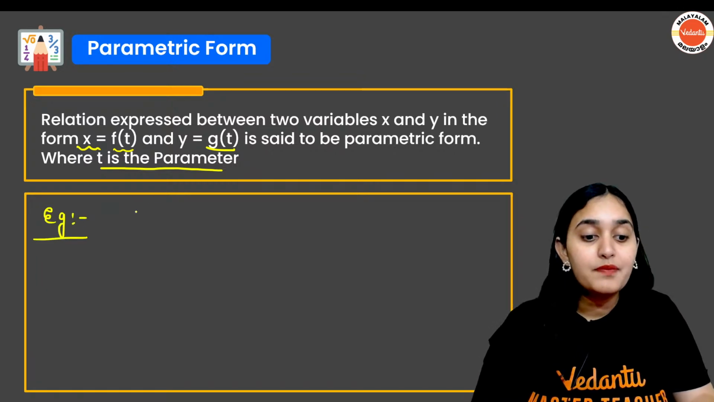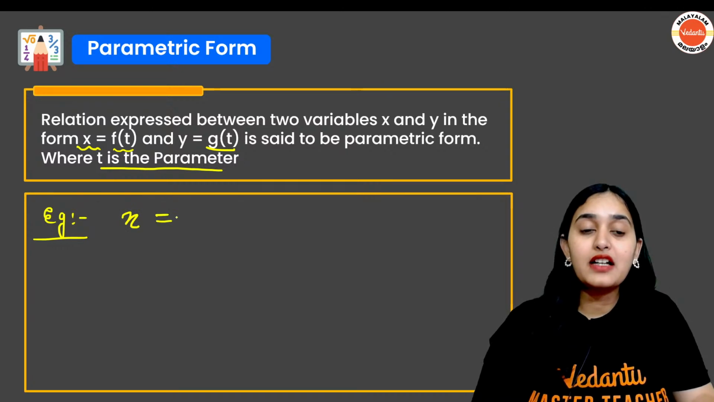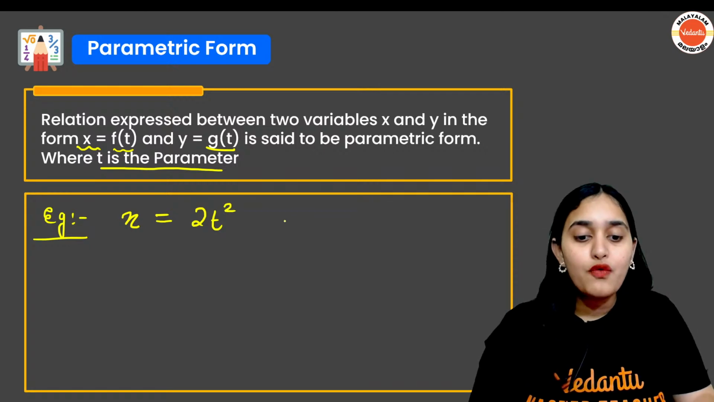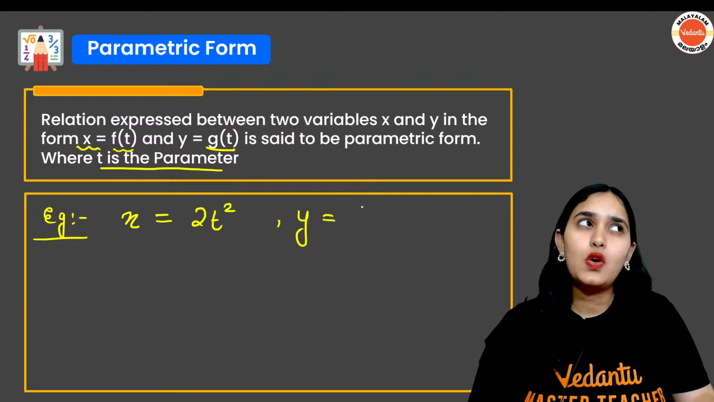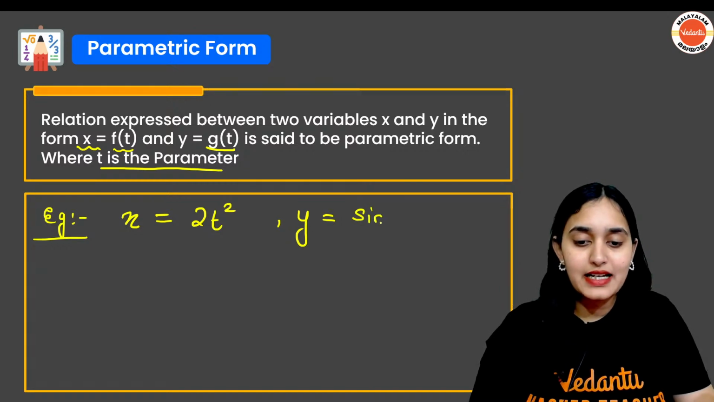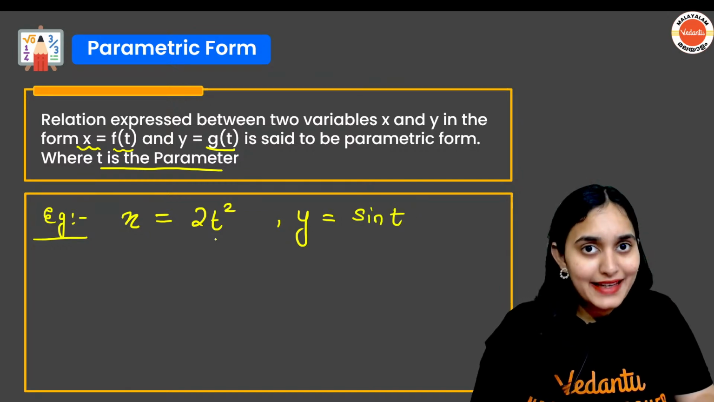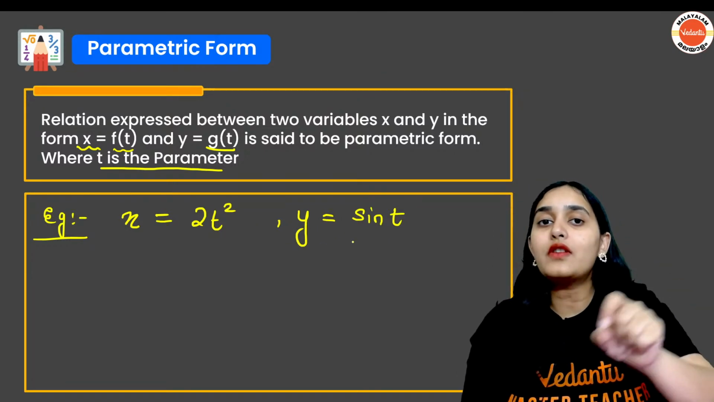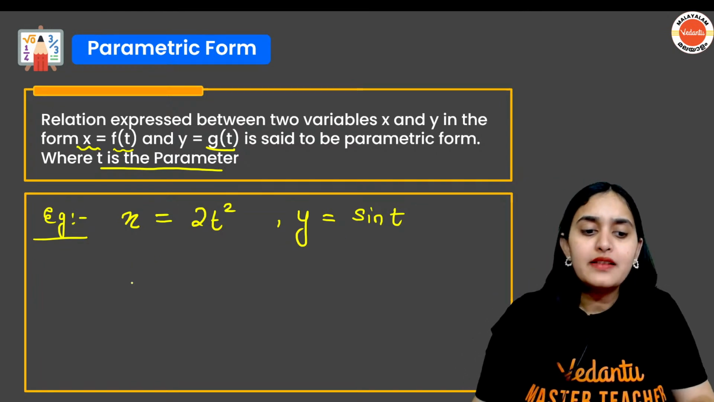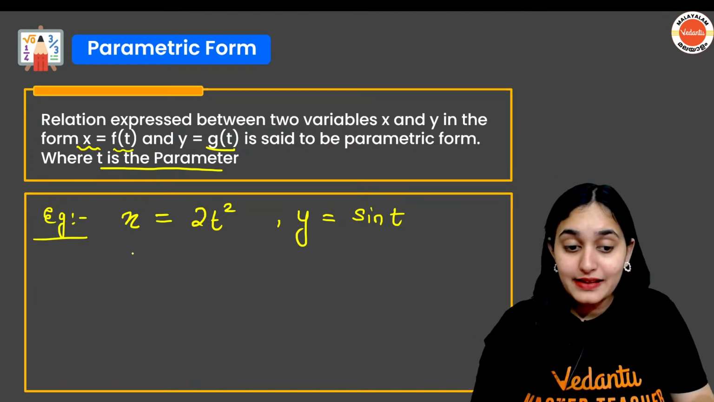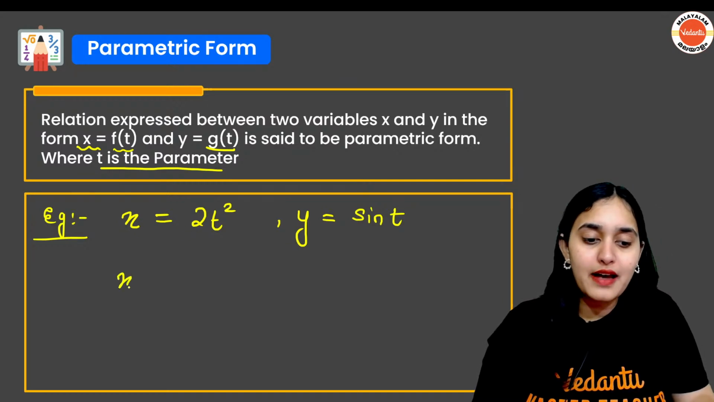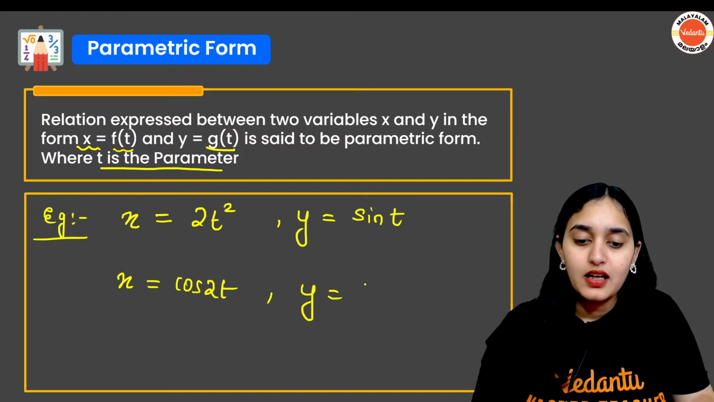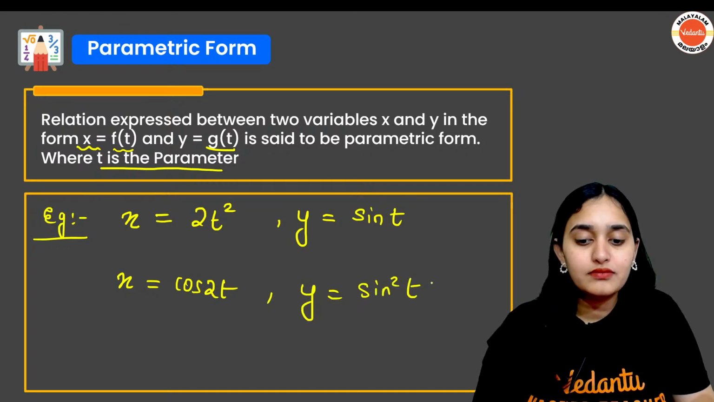x is a function of t, so let it be 2t square. Y is a function of t, so let it be sine t. Okay, so what we see here, x is written in terms of t, y is also written in terms of t, right? Similarly, can we have more examples? Yes, they both can be trigonometric functions. For example, x is cos 2t, y is sine square t, something like this.